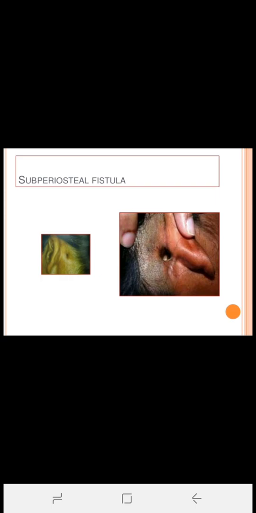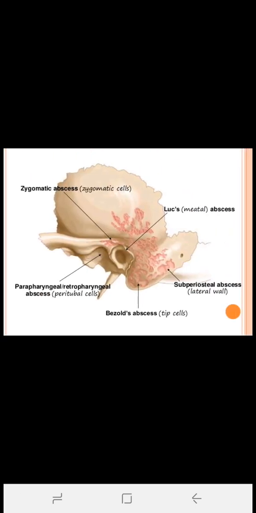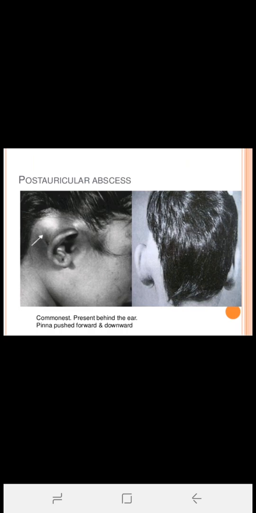So here in the picture you can see the postauricular fistula, that is subperiosteal fistula. That is also called the cortical fistula. Now here in the picture you can see near the mastoid cavity from the tip cell there is Bezold abscess. Then from the superficial subperiosteal abscess from the lateral wall of the mastoid antrum, Luc's abscess will be the meatal abscess. Zygomatic abscess from the zygomatic cells. Parapharyngeal or retropharyngeal abscess from the peritubal cells.